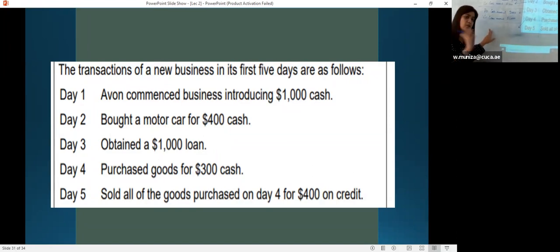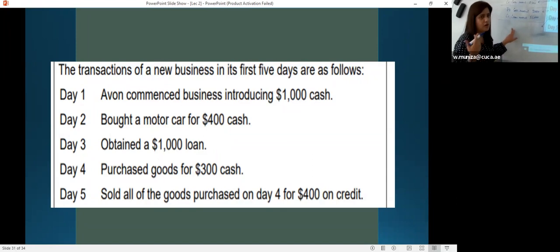Purchase is the term used when the goods are purchased or sold. So, purchased goods for 300 cash. Which thing is increasing in the business? Asset is increasing?